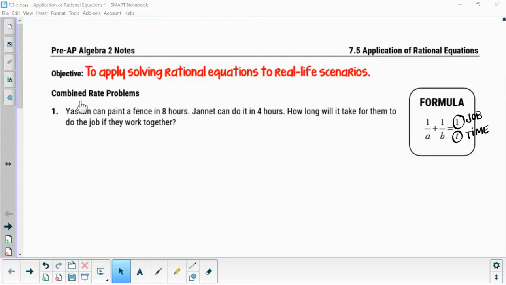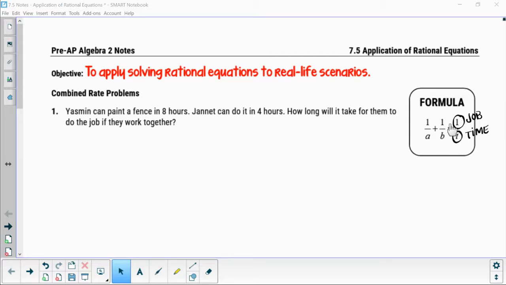The first one is going to be our combined rate problems. And those are based on a formula: 1 over a plus 1 over b is equal to 1 over t. Now this 1 over a is going to represent one person doing one job in a amount of time. We combine that with someone else, one job, how long it takes them to do it, to get, if they were to do it together, it would take them t amount of time to do one job.